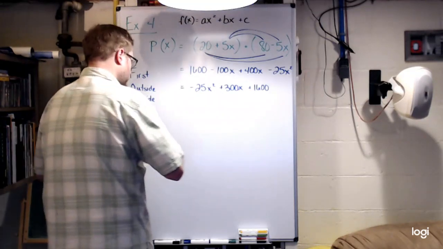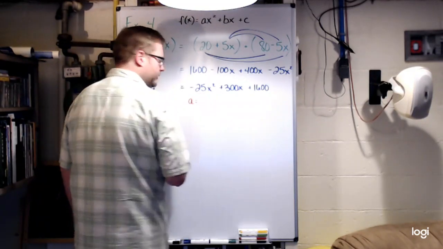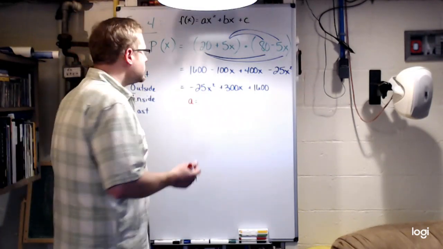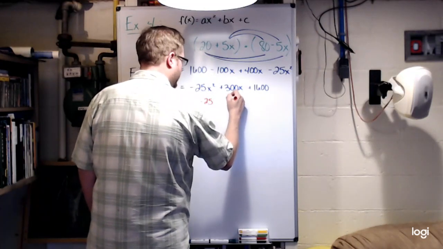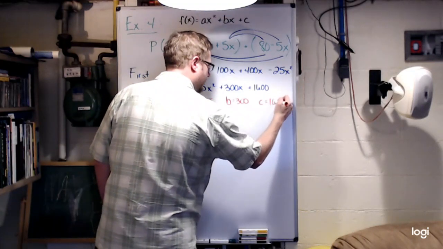Okay? So, in this case, a, remember I said in the previous videos you want to identify a, b, and c because we're going to be plugging them in. a is going to be negative 25 in this case. b is going to be 300, and c is going to be 1600.